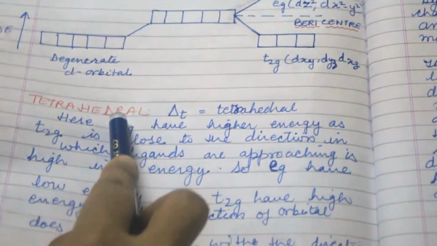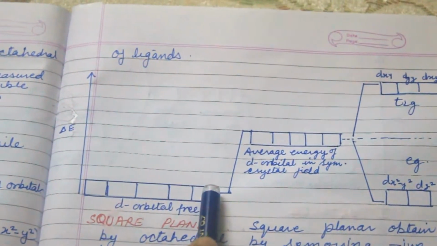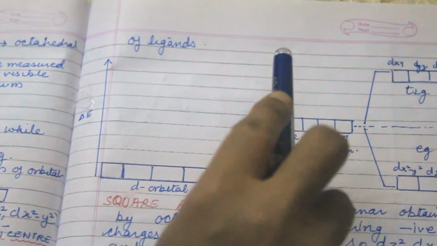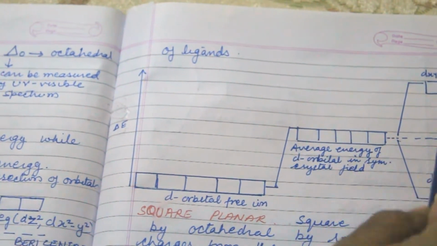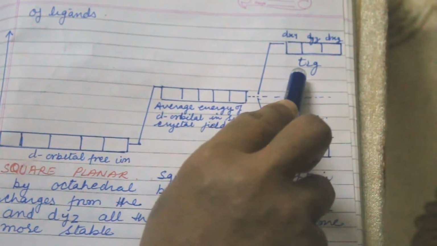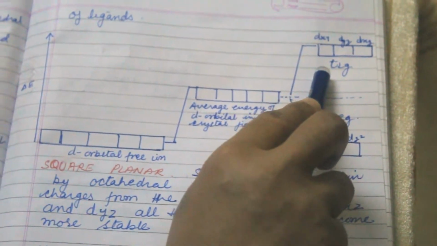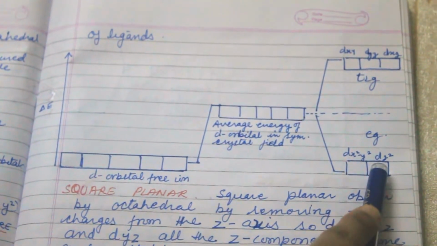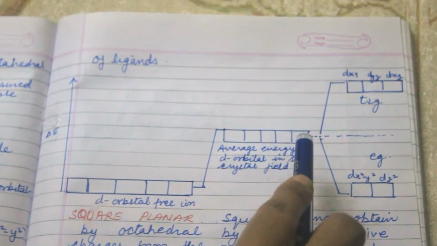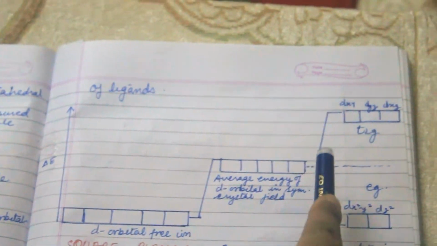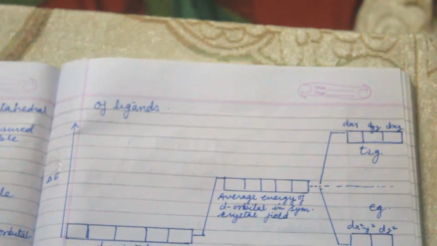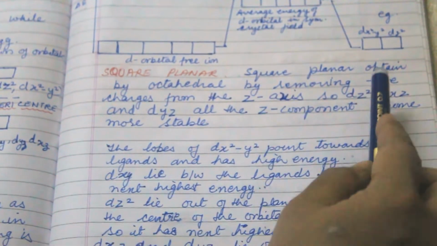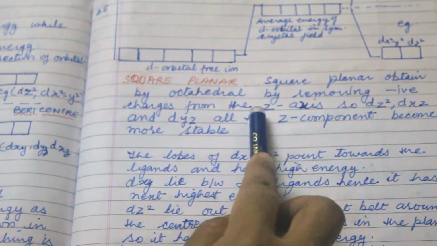In tetrahedral, the situation is reversed. All the 5 d orbitals have the same energy, but when they come in contact with the ligand, the T2g orbitals are in front of the ligand, so they have high energy in this case. All the 3 orbitals have high energy and these 2 orbitals have low energy, because in the tetrahedral case, the ligands are in front of T2g. Square planar is obtained from octahedral by removing the negative charge from the z-axis.